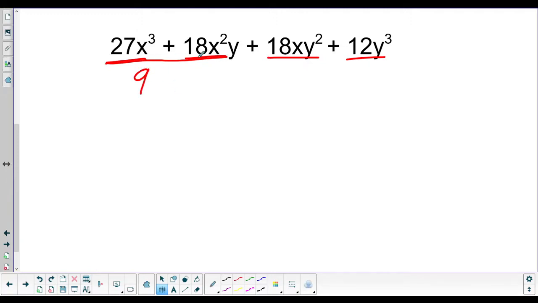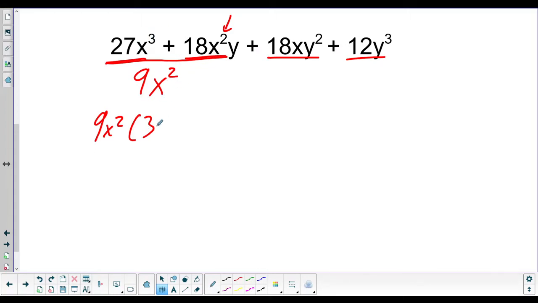And then do they have any variables in common? Well, this one's got some x's. This one's got some x's. So we'll take some x's out. And we can take 2 because that's the smallest exponent. So we're going to take out 9x squared. So we write that in front. 9 goes into 27 3 times. We had 3 x's.